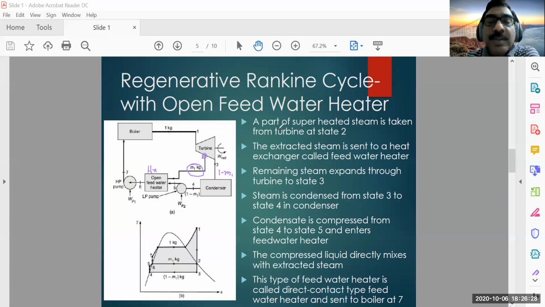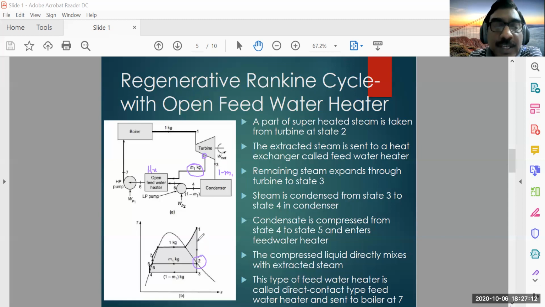Here you see a part of the superheated steam is taken from the turbine at state 2. This is the superheated steam. Once it is expanding till some dry saturation point or near to dry saturation point, some steam will be taken, and directly sent to the feed water heater. The extracted steam is sent to the heat exchanger called feed water heater, and the remaining steam expands in the turbine to state 3. So whatever remaining steam is there, that is 1 minus m1 kg.